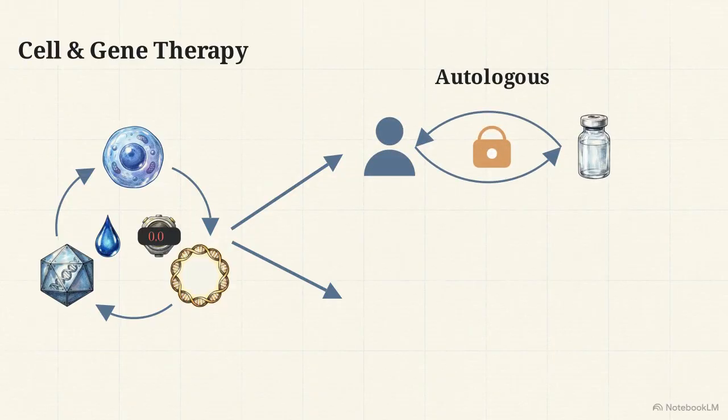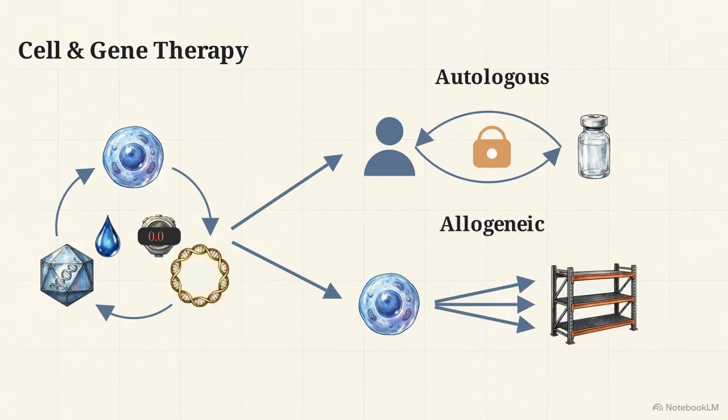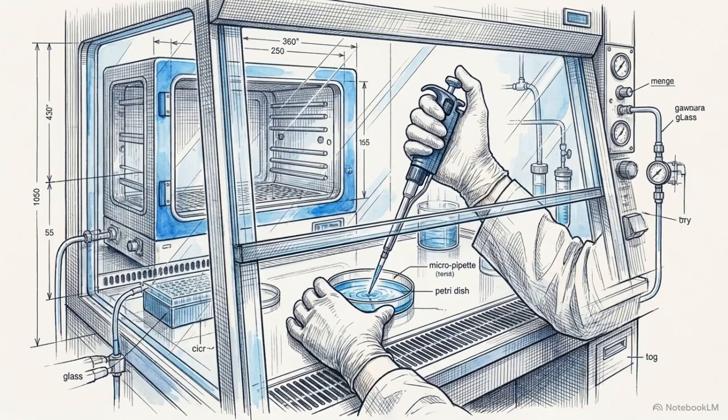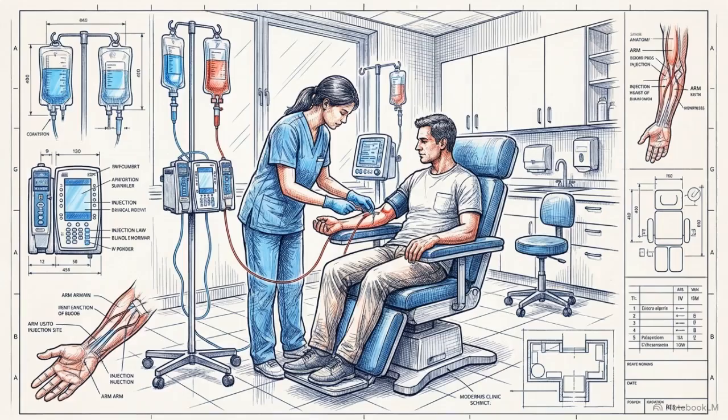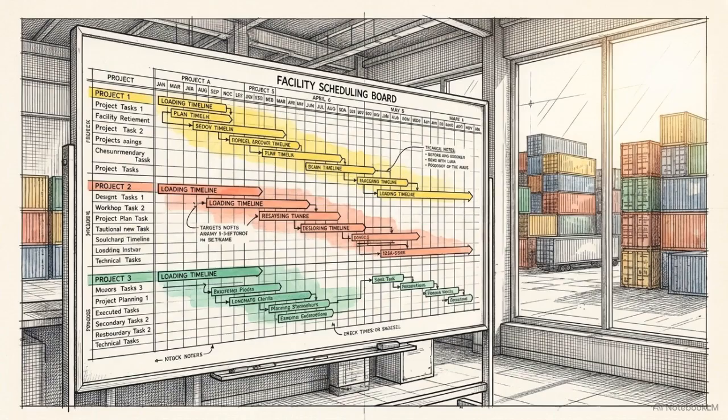Allogeneic therapies use donor cells to support multiple recipients, shifting the priority toward batch scale, banking, and off-the-shelf logistics. We also must distinguish between ex vivo gene therapy, which modifies cells outside the body, and in vivo gene therapy, which delivers the modification directly inside the patient. These distinctions dictate your starting materials, facility scheduling, and distribution.